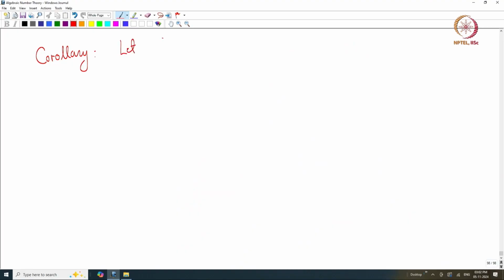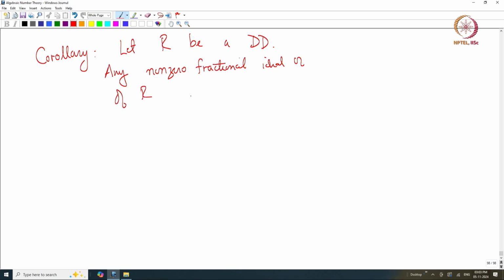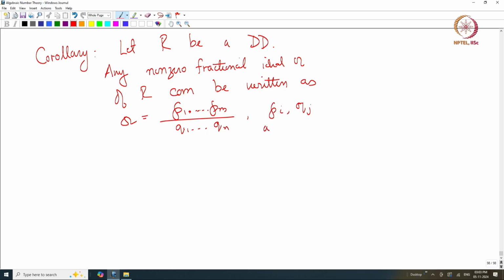Okay. So, here is a corollary of last time's theorem. Let R be a Dedekind domain. Any non-zero fractional ideal A of R can be written as A is P1 up to Pm over Q1 up to Qn, where the Pi's and Qj's are prime ideals.